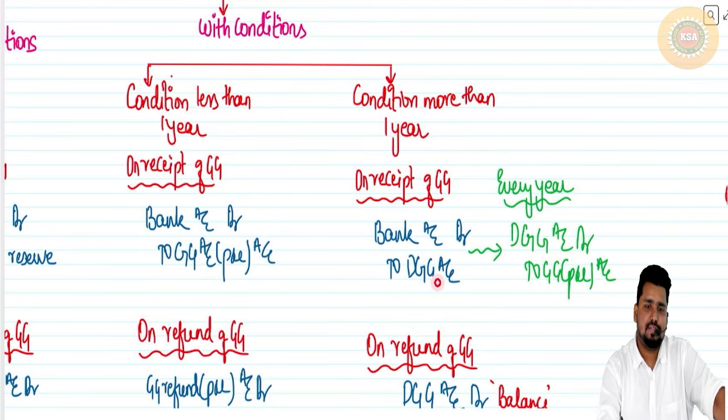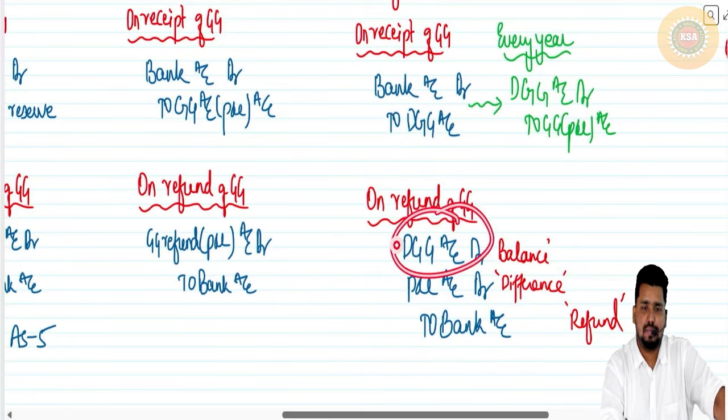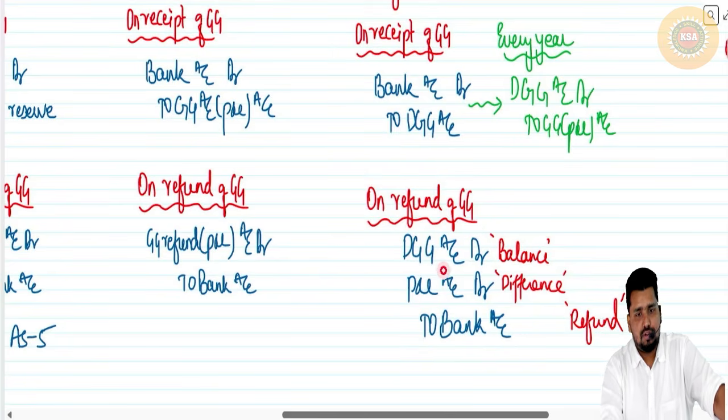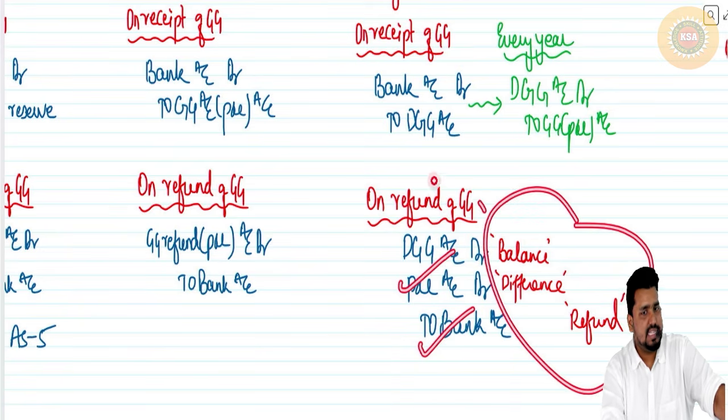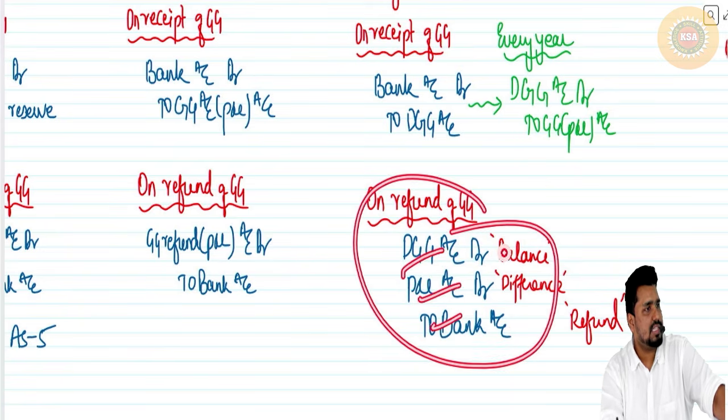Correct? And on refund, what will we do? Since there is DGG, who will come into the arena? DGG account debit, P&L account debit, to bank account, same story. So whenever you see DGG, the entry will be the same. You just have to see the balance and reverse it.